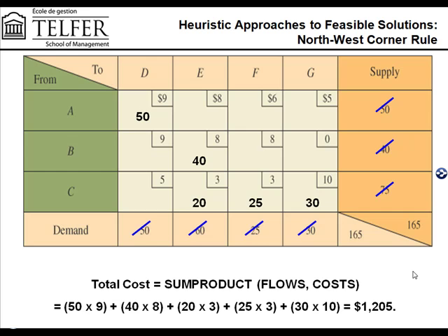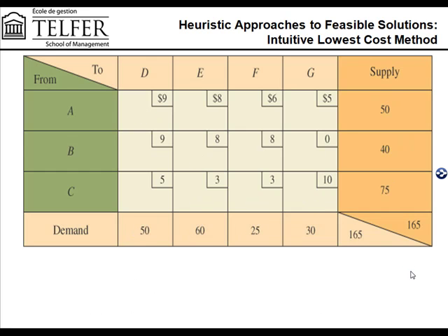Another example of a procedure that I'm going to show you is the intuitive lowest cost method, or the greedy heuristic. In this procedure, we are interested in explicitly taking into account the cost of transportation from various supply points to various demand points, and choosing the option that costs us the least. And we're hoping that by doing that, the overall cost of transportation is going to be lesser than what we've seen in our previous approach.